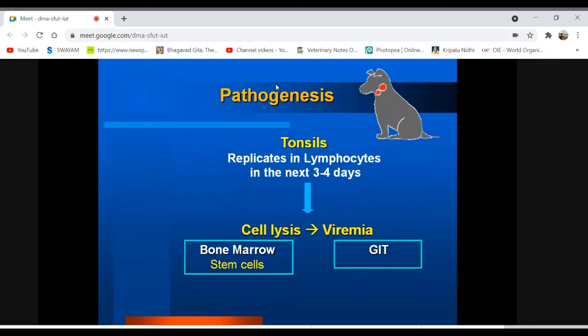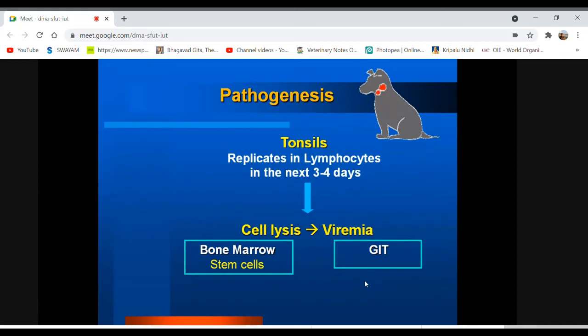So this is another schematic diagram for this pathogenesis. From the tonsils, replication of the virus starts and goes into the blood circulation, affecting the lymphocytic cells, with replication in those cells. After lysis of the cells, the virus comes out and is present in the circulation, and that is what we call viremia, the presence of virus in the circulation. They mostly target the bone marrow, the stem cells, and the GI tract.